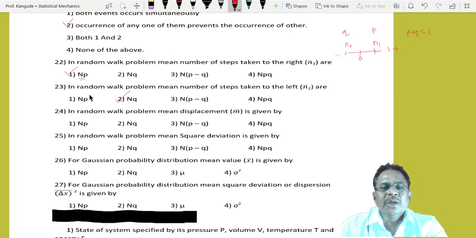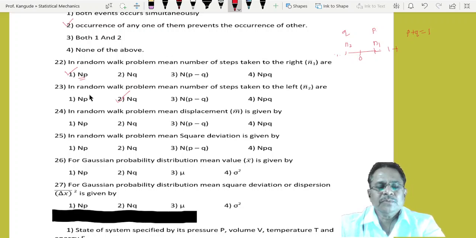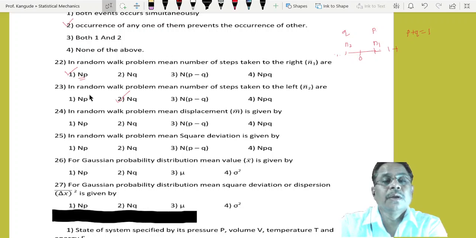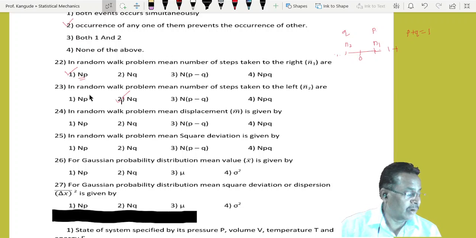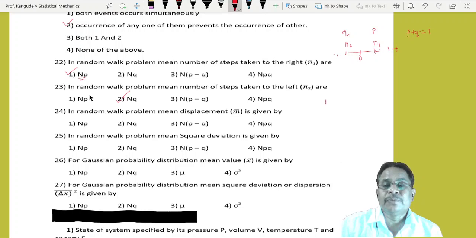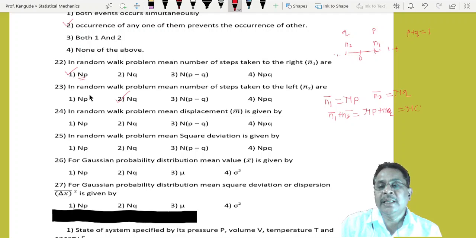Then question number 24. In the random walk problem, the mean displacement m bar is given by, we can calculate this as follows. For that, we have already seen that n1 bar is given by n times p, and n2 bar is given by n times q. So when I add these two, n1 bar plus n2 bar, that gives me np plus nq, or sorry, small q. Therefore this is capital N into p plus q.